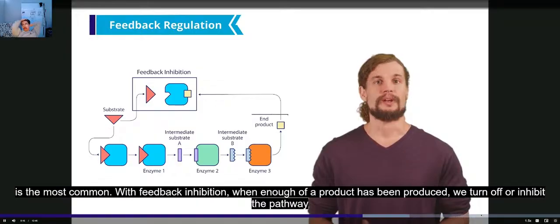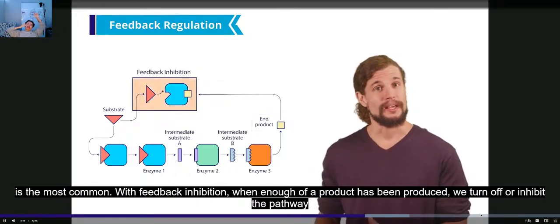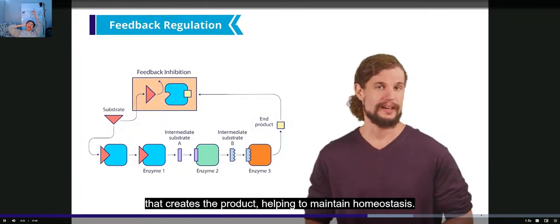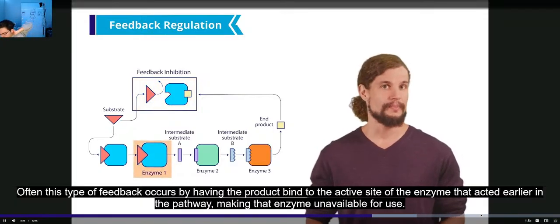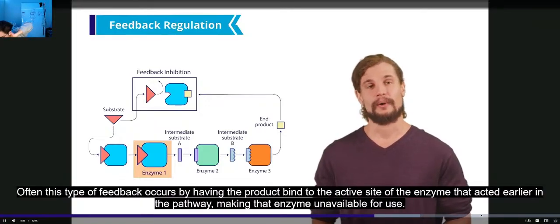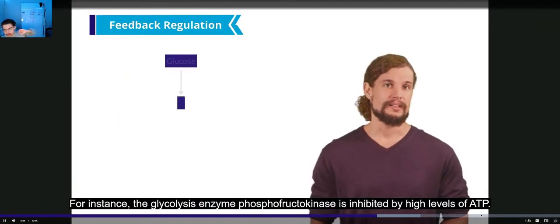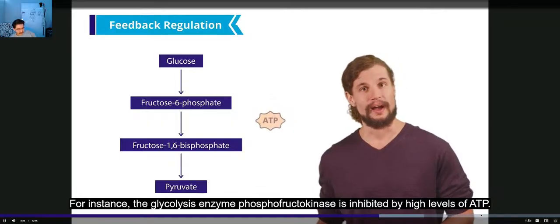With feedback inhibition, when enough of a product has been produced, we turn off or inhibit the pathway that creates the product, helping to maintain homeostasis. Often this type of feedback occurs by having the product bind to the active site of the enzyme that acted earlier in the pathway, making that enzyme unavailable for use. For instance, the glycolysis enzyme phosphofructokinase is inhibited by high levels of ATP.